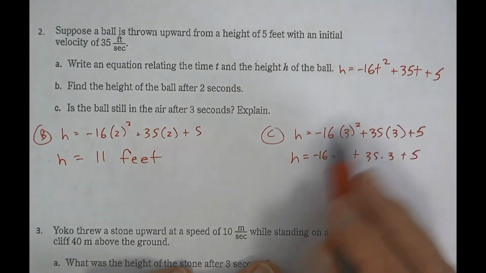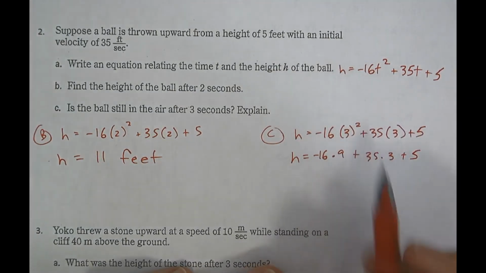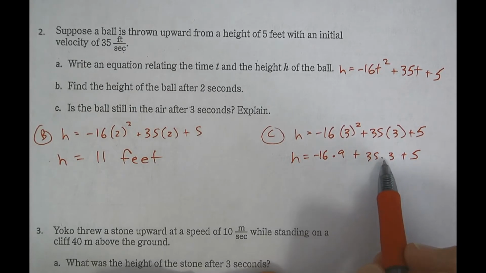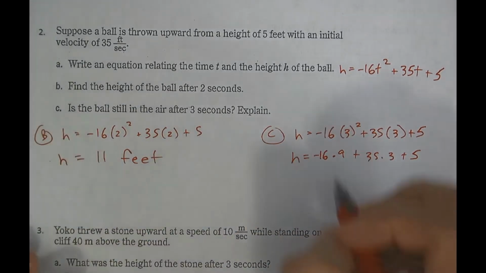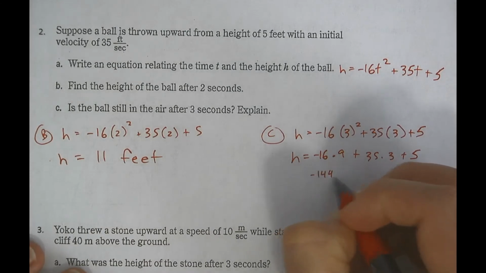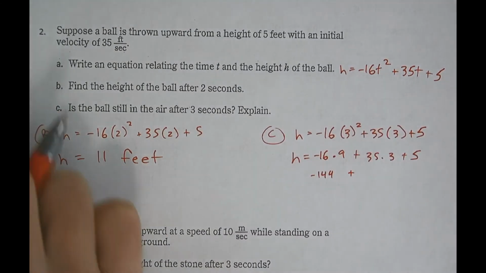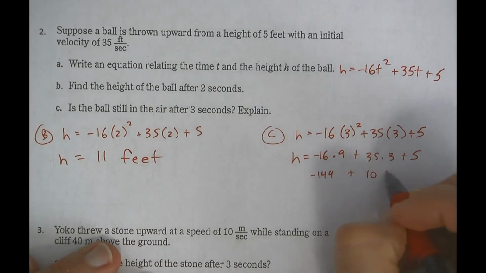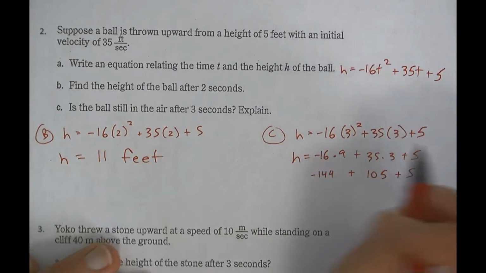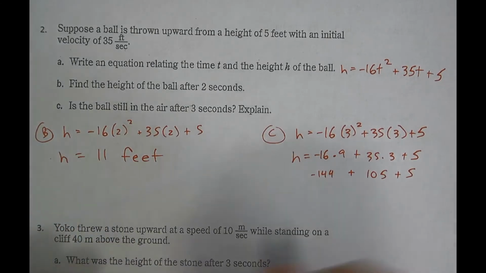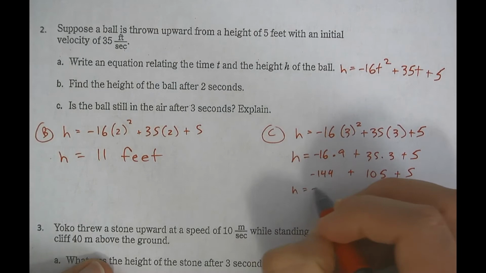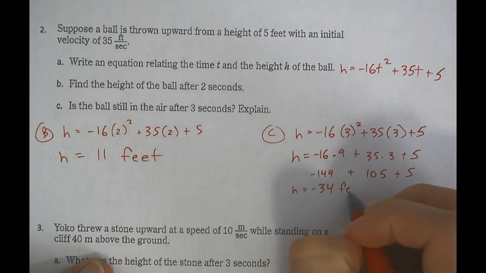So first step, order of operations is exponents. Then we're going to multiply these, then we're going to divide. So negative 16 times 9 is going to be negative 144. 35 times 3 is 105. And now I just add straight across. Negative 144 plus 105 plus 5 is negative 34. So h equals negative 34 feet.